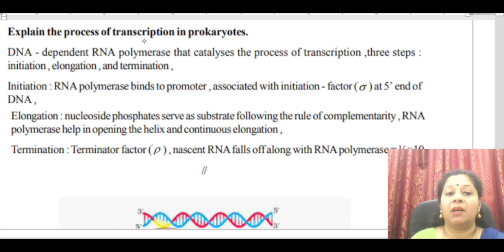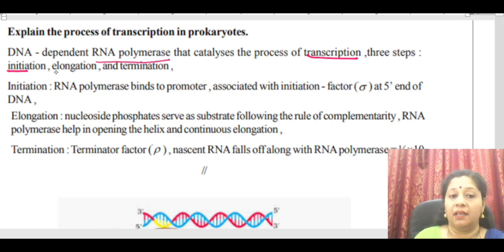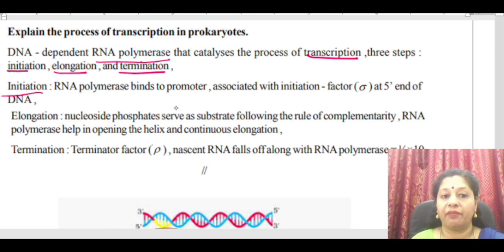Next question is about the process of transcription in prokaryotes. So first, DNA dependent RNA polymerase enzyme is used for transcription, because in replication it was DNA dependent DNA polymerase. This catalyzes the process of transcription. There are 3 steps involved: initiation, elongation and termination. What is initiation? That is the beginning of the process.